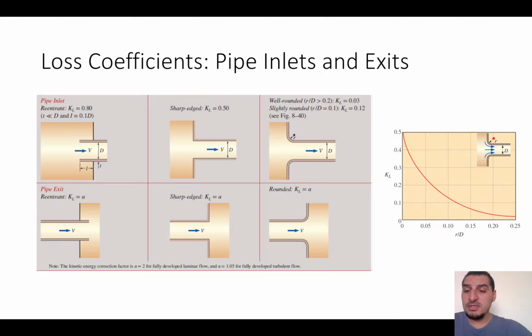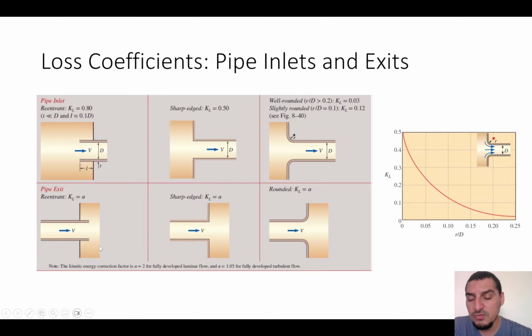For the pipe exit, we have, for all the cases, and I think this is also expected, that the exit of the flow doesn't affect the pressure drop that much because the fluid is already leaving. So it doesn't have that much effect as in the case of the pipe inlet.